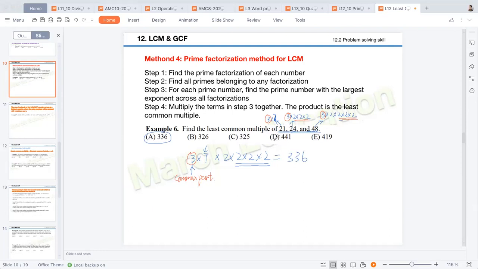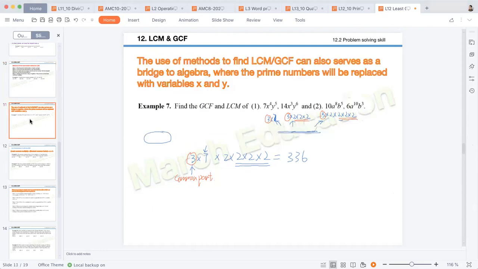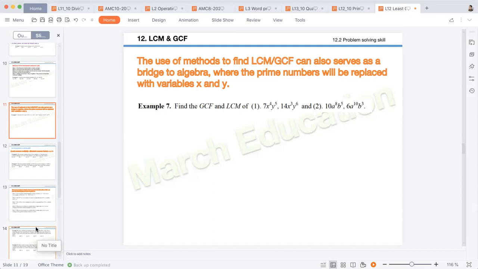The common part you use only once, okay? And you need to make sure all the different parts are included in your least common multiple. All the different parts should be included, okay? Okay, so find the greatest common factor of these firstly, and then after you finish, you can do the second one.